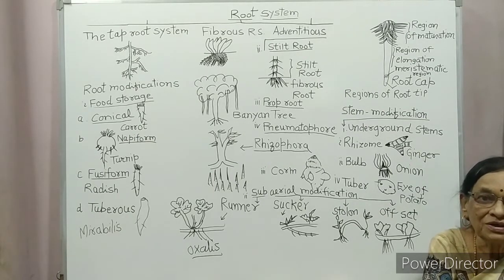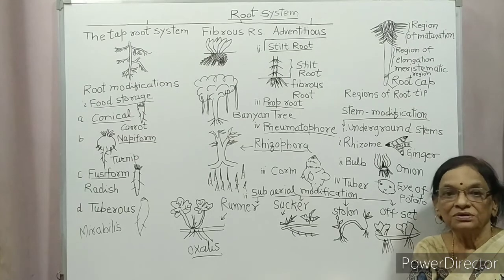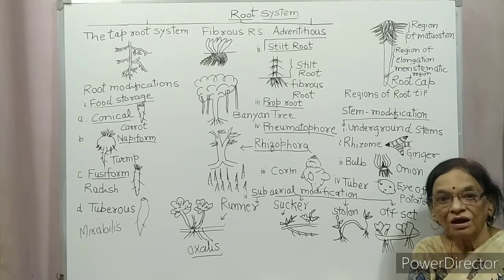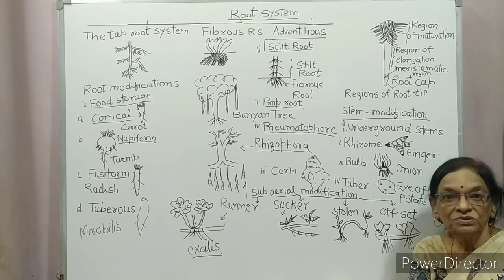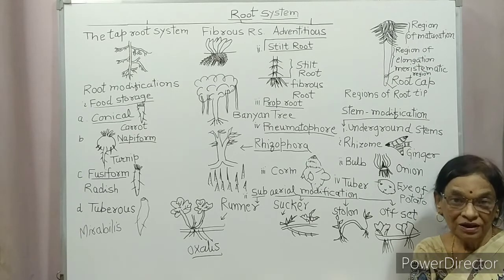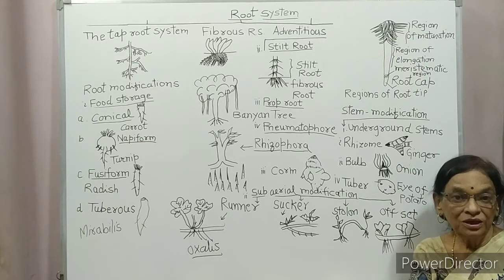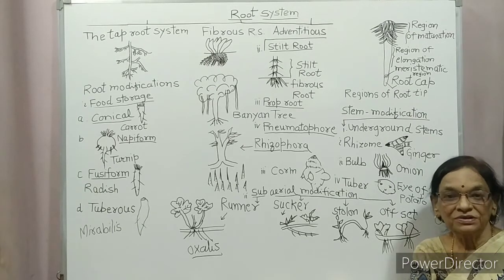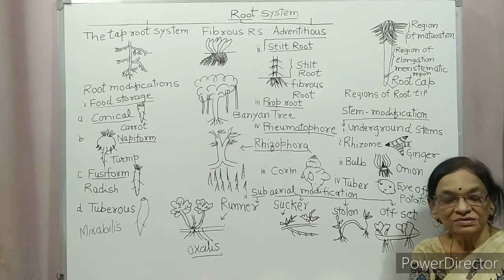Now you will study the shoot system, the second part of the plant. What is shoot system? Root system grows underground. Shoot system grows above the ground. Root system has no node and internode. Shoot system has node and internode. Root system has no apical and axillary bud. Shoot system has apical and axillary bud.